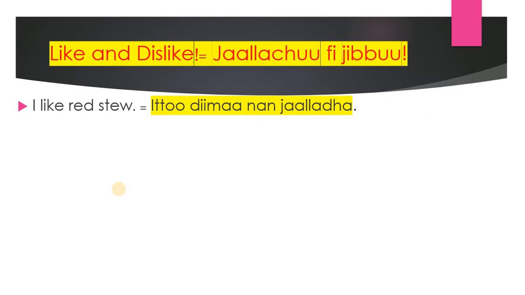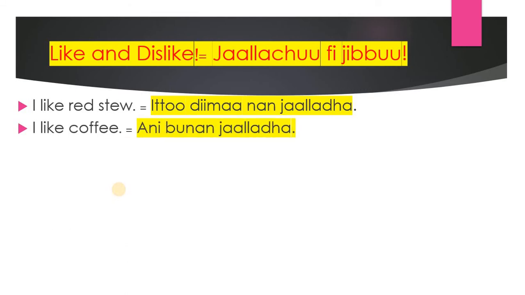Itto dima nan jalladha. Itto means stew, dima means red, and nan jalladha means I love it. I love red stew. Red stew is very spicy, very yummy as well. If you don't know it, try to visit an Ethiopian restaurant and order red stew. Especially chicken stew. You're going to enjoy it and you're going to come back more and more.